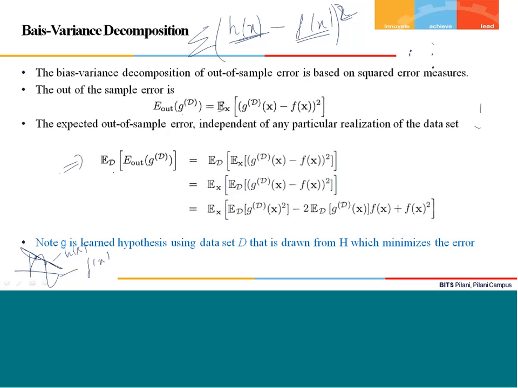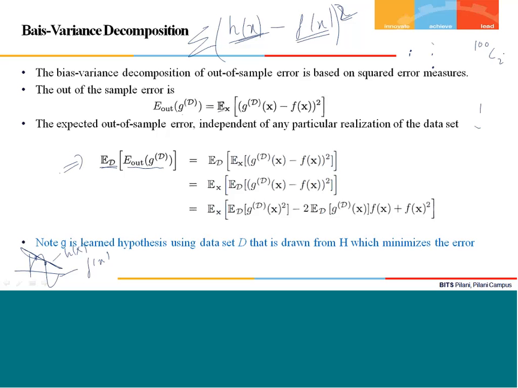This is E_D of E_out, the expected value of E_out(x). What is the expected value with respect to the data? Now, let's say I have a population of 100 examples, and I can draw 2 examples at a time. So how many different data sets can I form? I can form 100 C 2 different data sets, right?